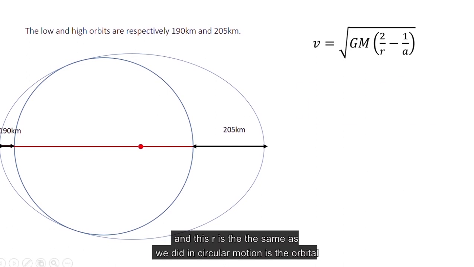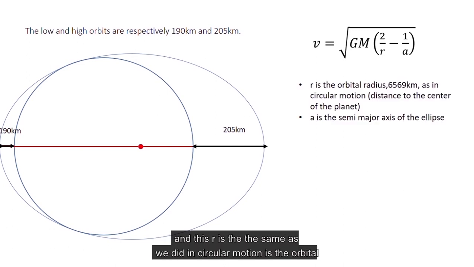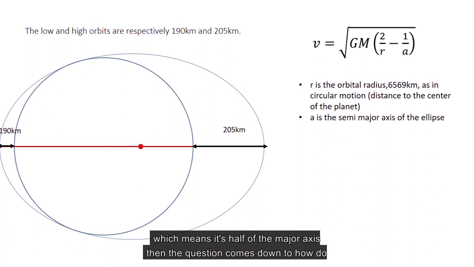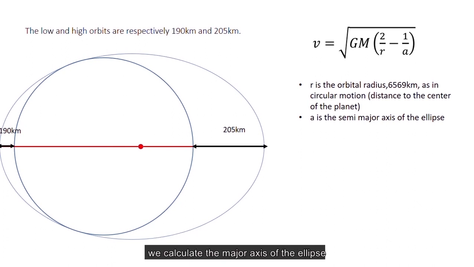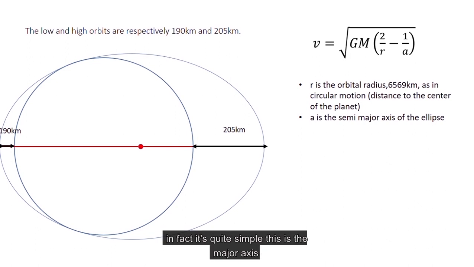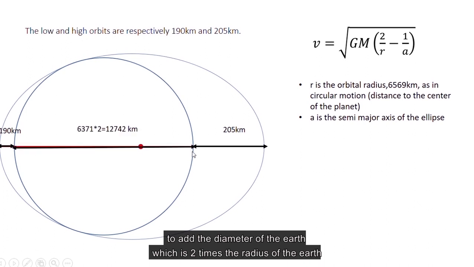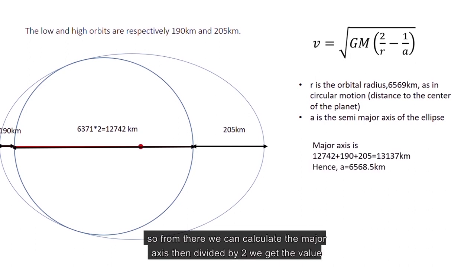And this R is the same as we did in circular motion. It's the orbital radius, and A is the semi-major axis of the ellipse, which means it's half of the major axis. Then the question comes down to how do we calculate the major axis of the ellipse? In fact, it's quite simple. This is the major axis of the ellipse, right? And you already have the high and the low. You just need to add the diameter of the Earth, which is 2 times the radius of the Earth. So from there, we can calculate the major axis, then divided by 2, we get the value of A.